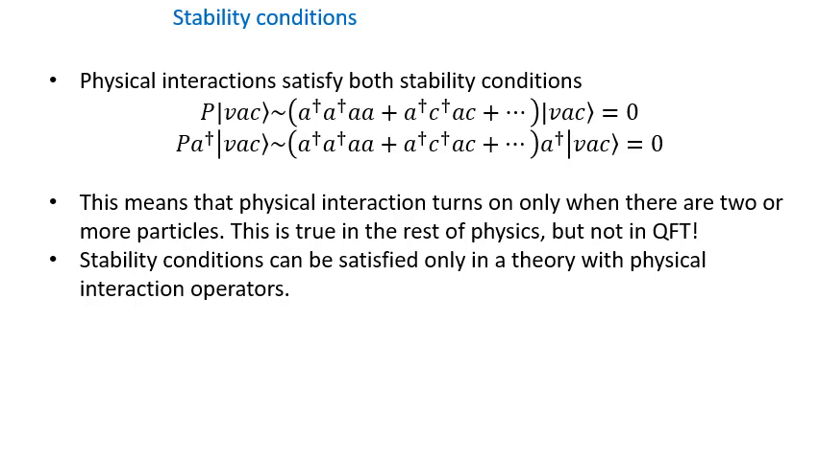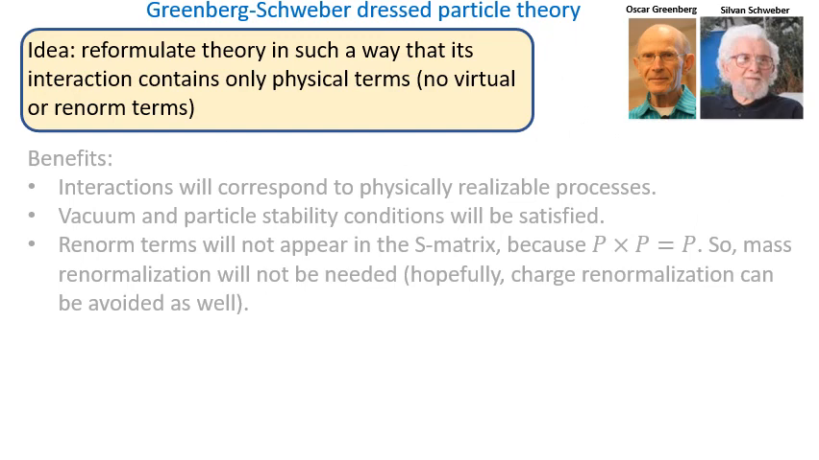Thus, we conclude that the stability conditions would be satisfied automatically if the interaction had purely physical form. This idea was the essence of the dressed particle approach to QFT formulated by Greenberg and Schweber in 1958. Basically, they suggested to reformulate quantum field theory in such a way that virtual and renorm interactions are absent and only physical interactions are present in the Hamiltonian.